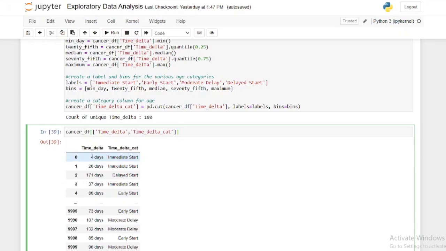So for this person, it took 4 days to commence treatment, and we can see under the time data categorical column it is categorized as an immediate start. Okay, so the next patient took 26 days to commence treatment, and you can see we have an immediate start also, while the third patient took 171 days to commence treatment, and it is labeled as a delayed start.